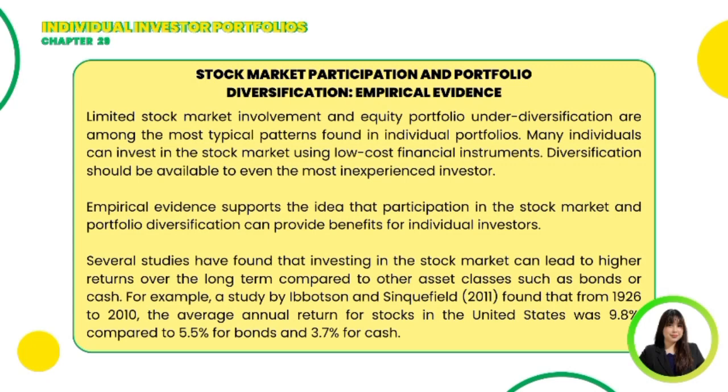Empirical evidence supports the idea that participation in the stock market and portfolio diversification can provide benefits for individual investors. Several studies have found that investing in the stock market can lead to higher returns over the long term compared to other asset classes such as bonds or cash. For example, a study by Ibbotson and Sinquefield 2011 found that from 1926 to 2010, the average annual return for stocks in the United States was 9.8% compared to 5.5% for bonds and 3.7% for cash.